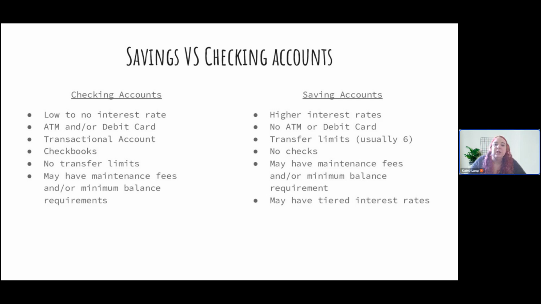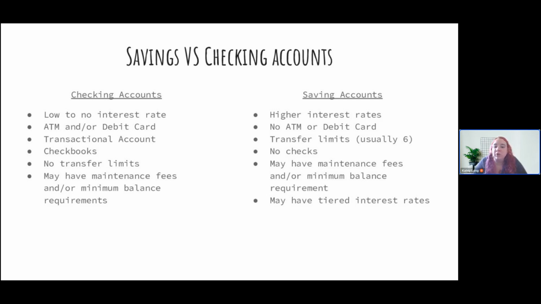So first of all, savings versus checking accounts. So checking accounts tend to have low or no interest. And this is just in general, so it's going to depend on the institution. So most checking accounts will come with an ATM or a debit card. This is designed to be a transactional account.